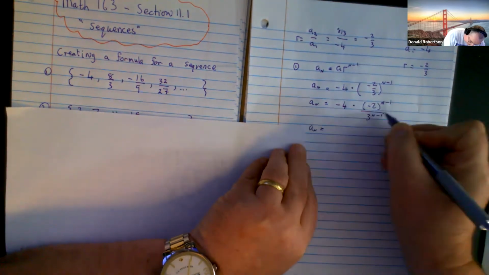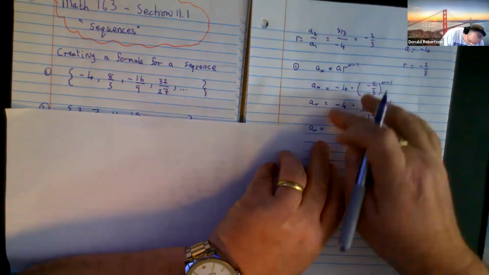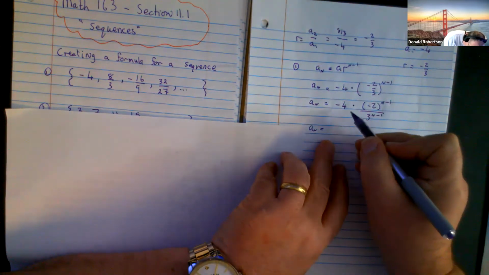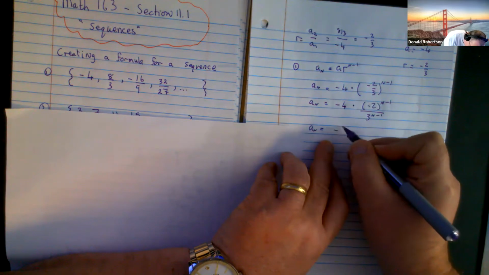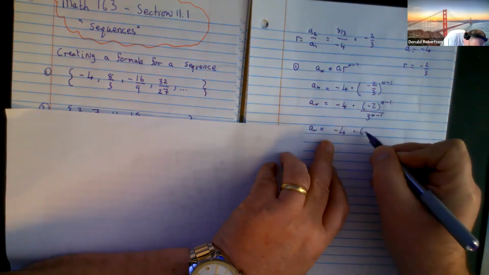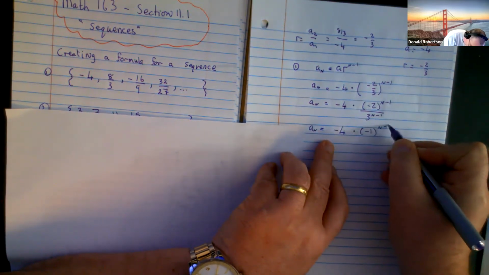Now, don't expect to have to do this much. This is kind of rare, but I want to show you it happening. If you take this -2 to the power of n-1, you can actually split it up like this.